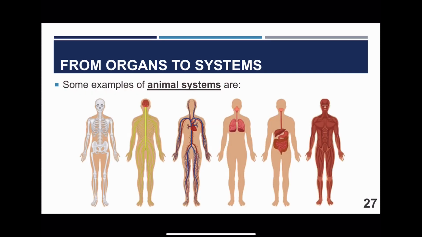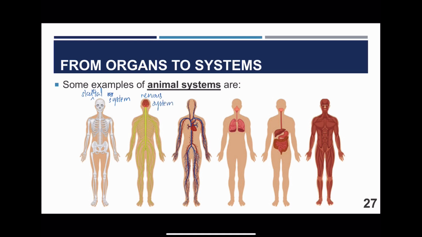So for animal systems, it's actually something that we are very related to, or rather, something that we feel very relatable to because we know it on a day-to-day basis. For example, this entire first one, your skeletal system, your skeleton. The second one, any idea what it is? So the first one is actually your skeleton system. The second one, if you look at it, there's the brain and there's the spinal cord. So this is actually your nervous system.